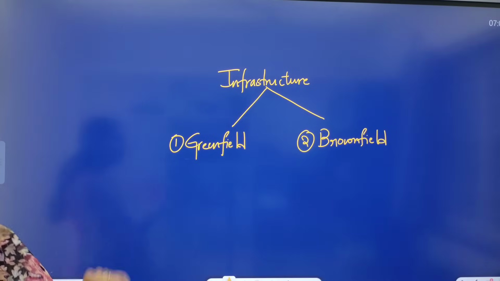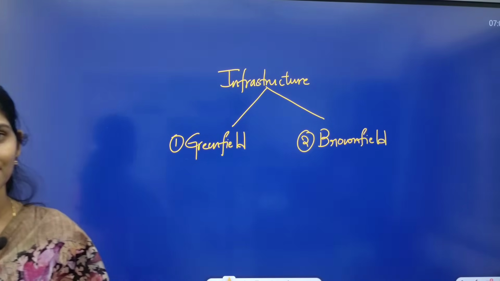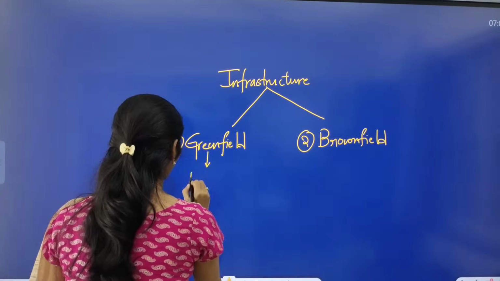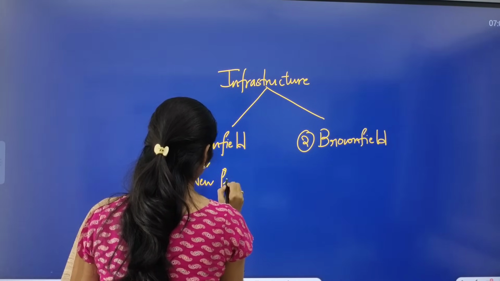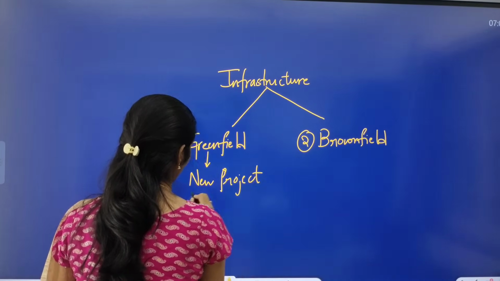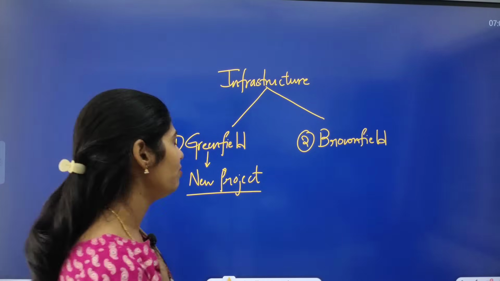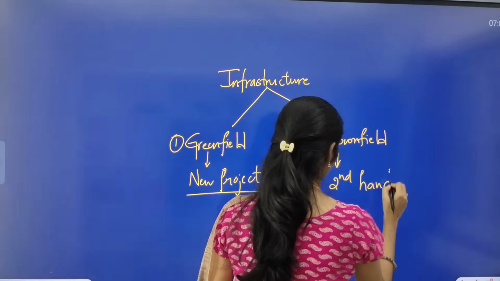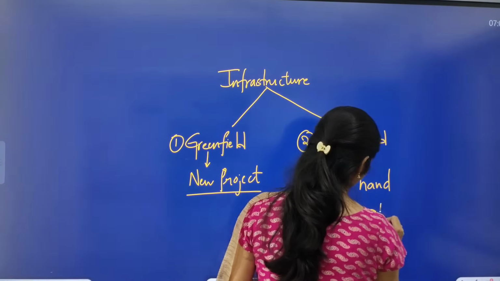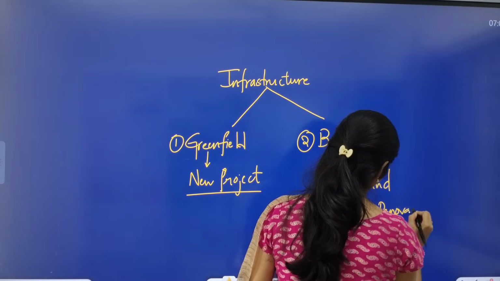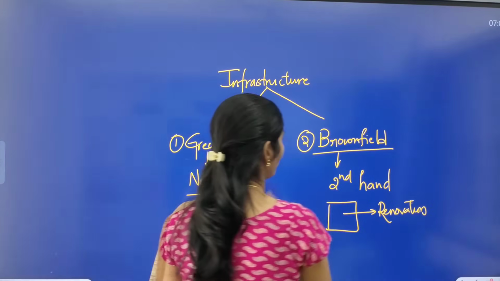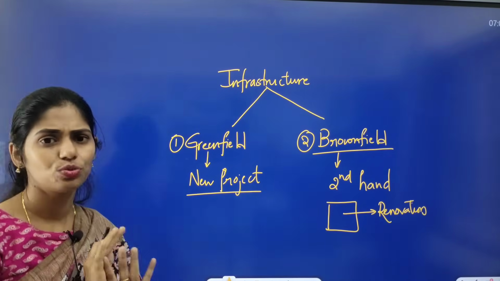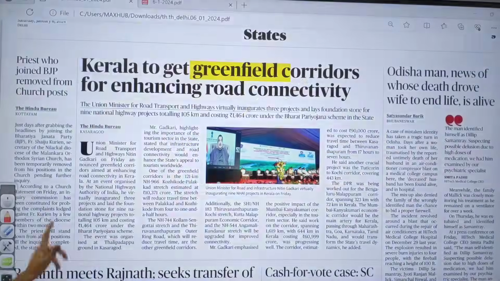So do you know the difference between greenfield and brownfield projects? Yes or no? If yes, tell me yes in the comment box. Greenfield is nothing but new projects. From ground level, we take the land and start the project. That is greenfield. And brownfield is second hand. We already have the project, but we go for renovation. So it is a second hand project, called a brownfield. This is the difference you have to know. It is very, very important. Clear? So that is a word you have to know.